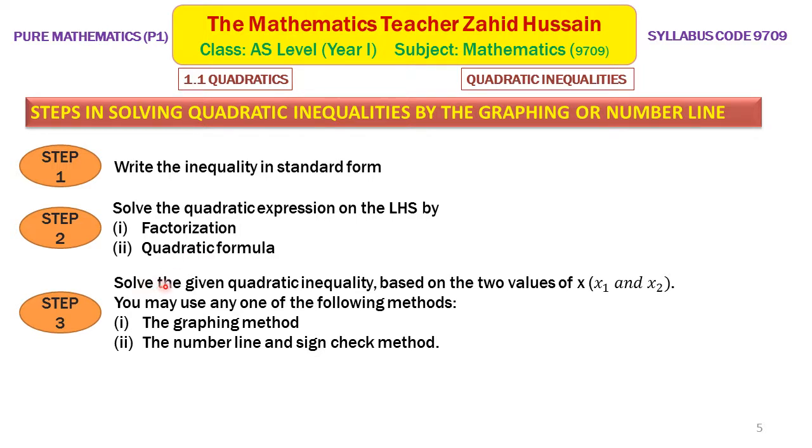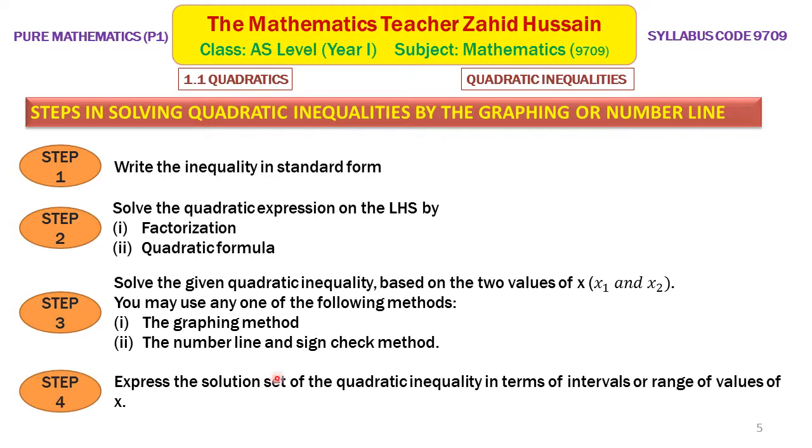In step 3, solve the given quadratic inequality based on the two values of x. After finding these two values in step 2, we will solve the inequality. You may use any one of the following methods: by graphing method or number line and sign check method. We will discuss these two methods in the next few slides. Step 4: express the solution set of the quadratic inequality in terms of intervals or range of values of x.